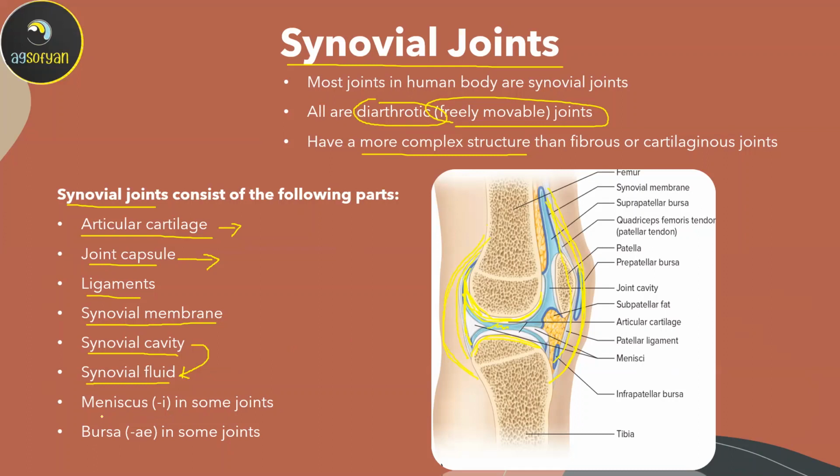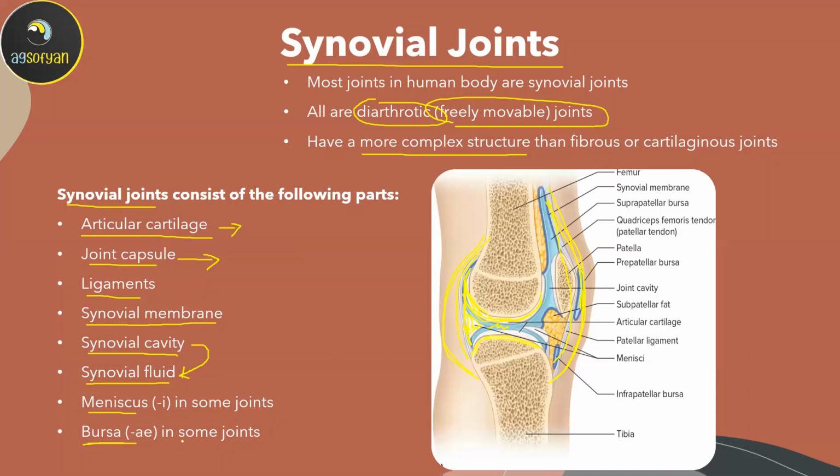Okay, and there are some other components. In some joints, there is a meniscus. This is the meniscus, and it is actually cartilage, or hard components, that will give the shape for the joint. And bursa is an empty space that's located in some joints.